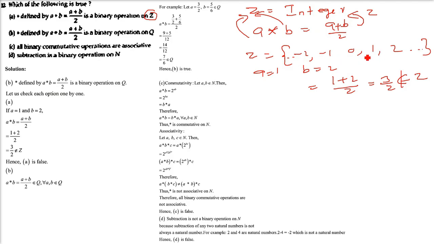It is not belonging to this Z. So this is false. First one is false. 3 by 2 is not an integer. So we'll take 1 by 1. I am saying 1 by 1.